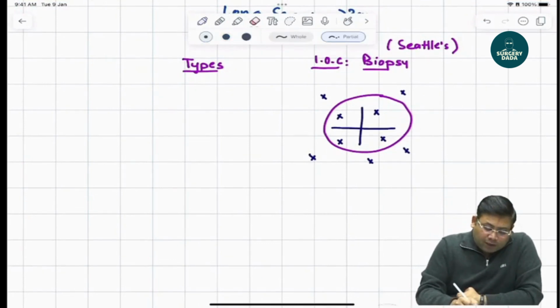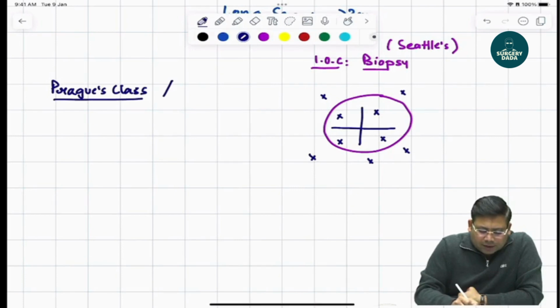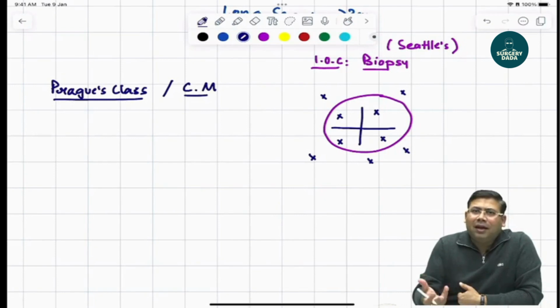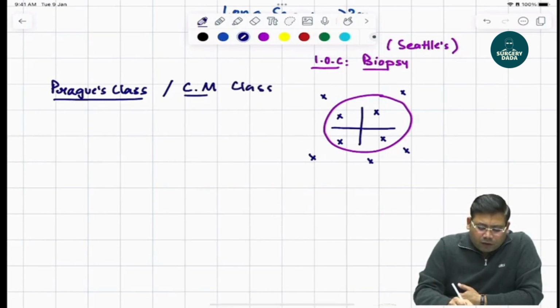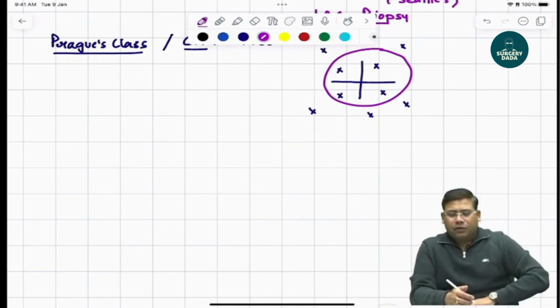One more thing before I discuss the types. What is the classification? We have a classification known as the Prague classification, also known as the CM classification or C and M classification. When we talk about the C and M classification, this is an endoscopic classification of Barrett's.